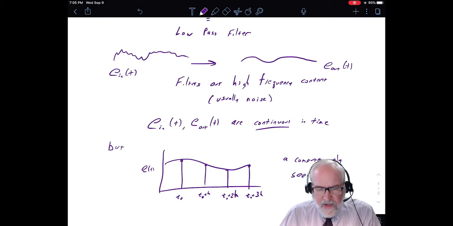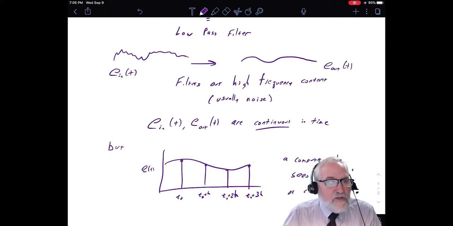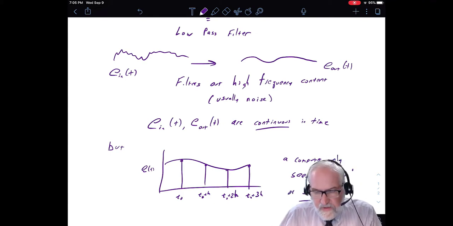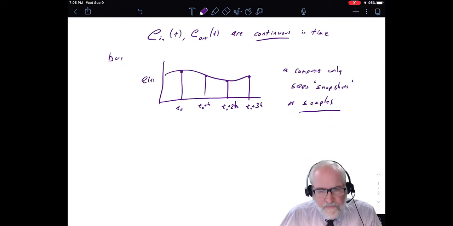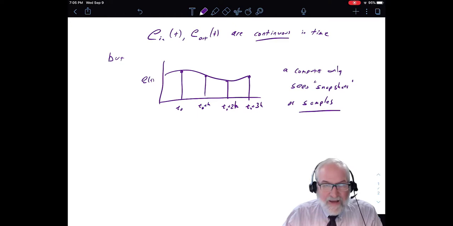So we only have, say, T0, T0 plus H, T0 plus 2H, and so on. We basically just have a collection of numbers that represent this continuous time signal in the computer memory. We call these snapshots samples, and again, the H is called the sampling time, and 1 over H is the sampling frequency.